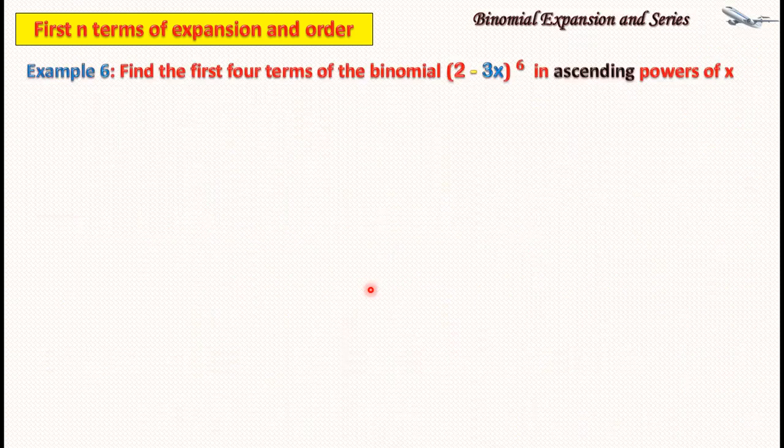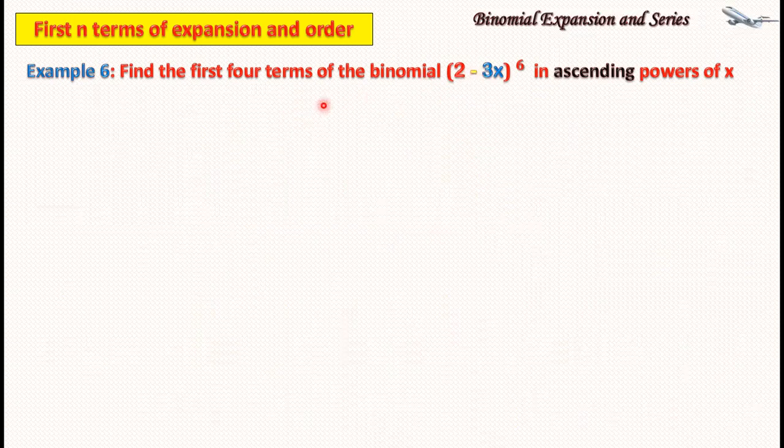Example 6, find the first four terms of this binomial expansion in ascending powers of x. The first thing I observe here is that the constant is coming before the term in x. So obviously, if I expand, my answers are going to be in ascending powers directly. Otherwise, if the x is occupying the first position, then I expect my answers to be in descending powers of x. But at this point, as the question is given, it's going to be in ascending powers.